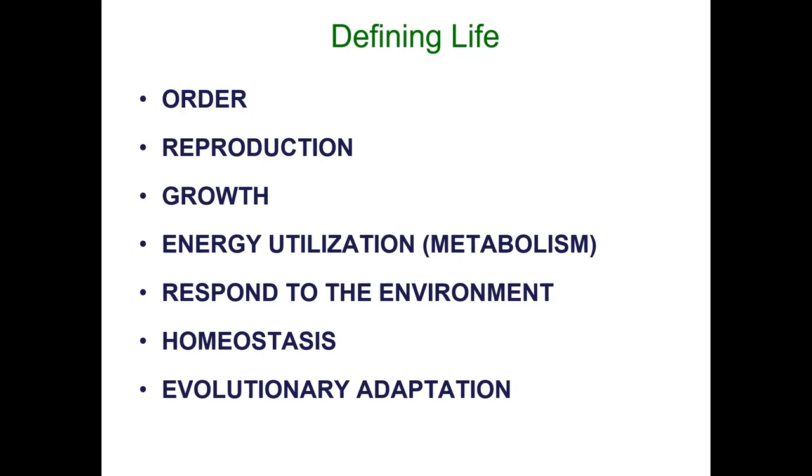And finally, evolutionary adaptation. So cells and organisms do change over time. And this isn't a willful thing. It's just due to the fact that cells and organisms that aren't adapted to their environment die out. The ones that are adapted to their environment live on, reproduce, and pass the genetic material that determines their specific properties to the next generation. So life will evolve and change over time to match the environment and to match the needs of that organism.